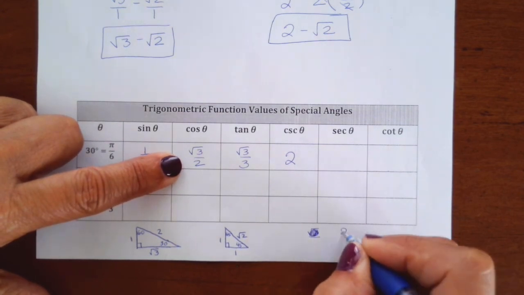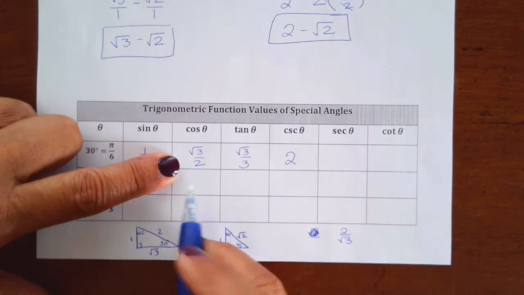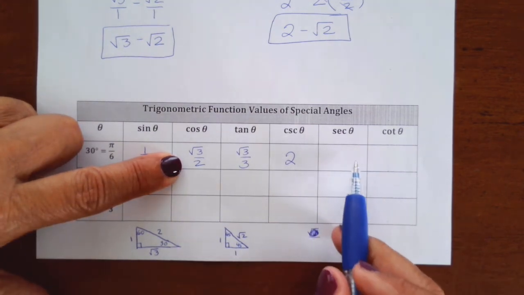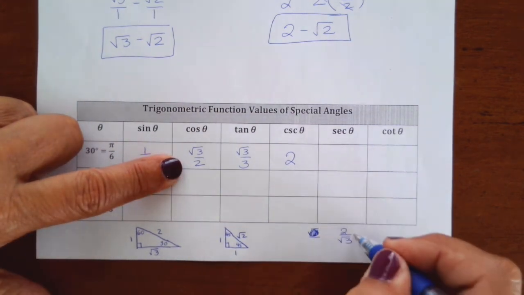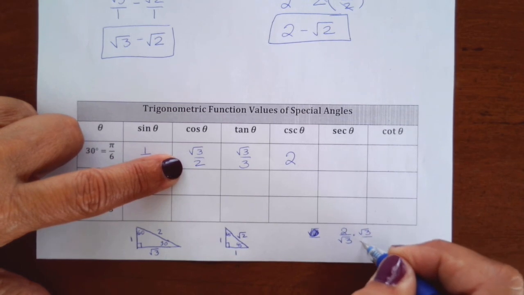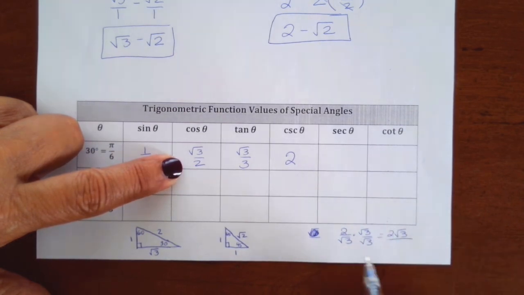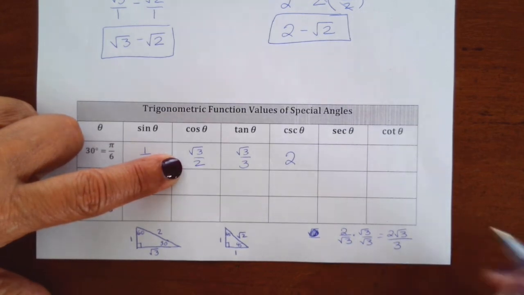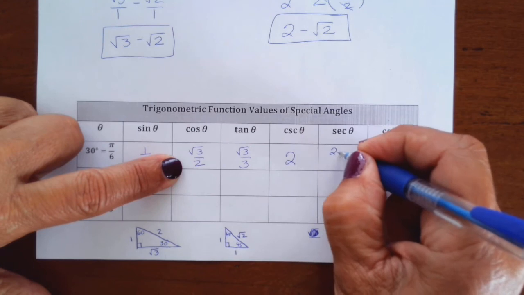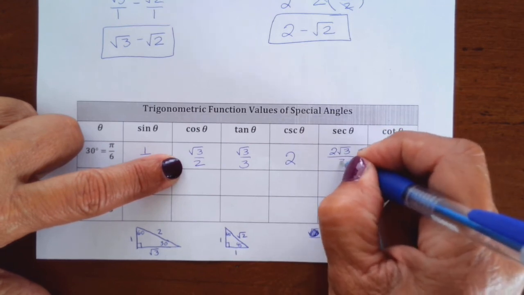Sorry about that. The reciprocal is 2 over the square root of 3, right? That's this. But I can't write it this way, so I would rationalize it by multiplying by the square root of 3. So I end up with 2 square root of 3 on the top, and then remember in the bottom that's the square root of 9, which is just 3. So that is the reciprocal, 2 square root of 3 over 3.